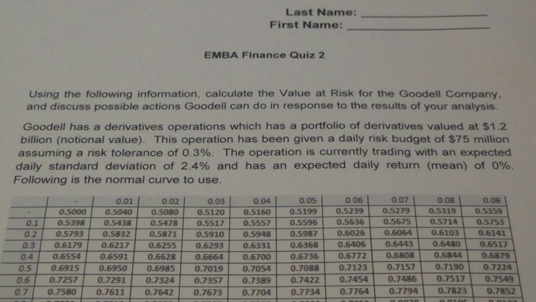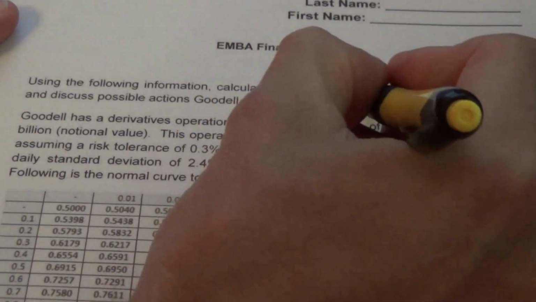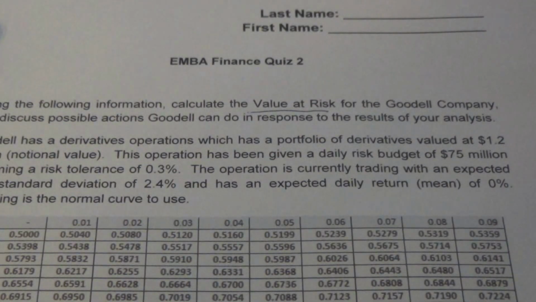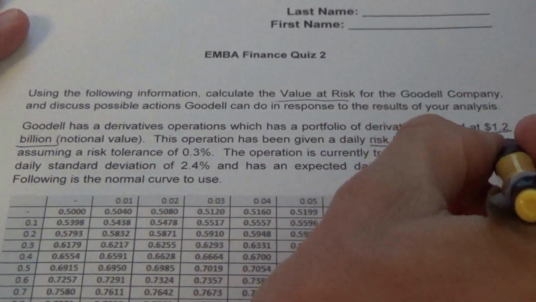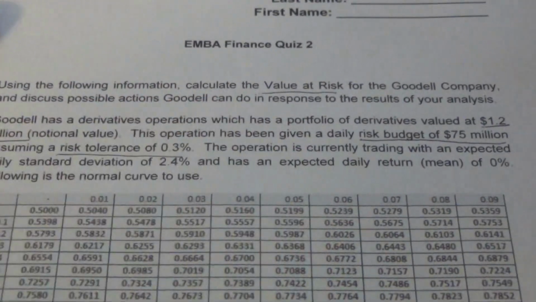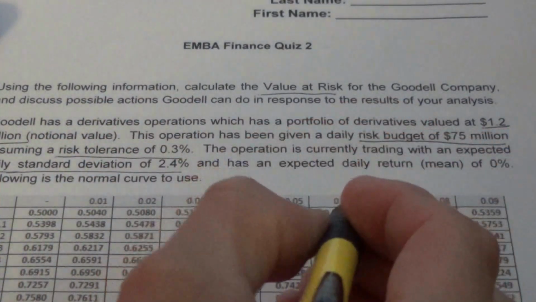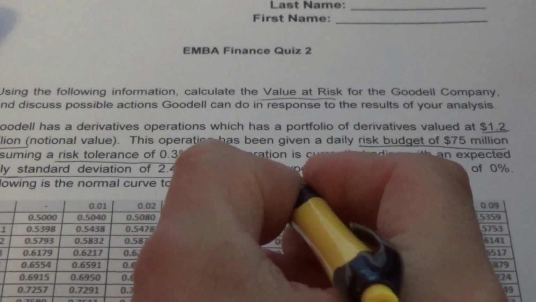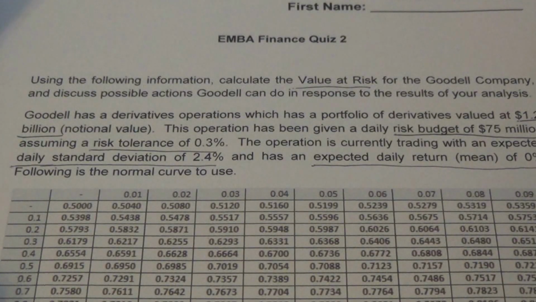In this example, we've got this company that we need to calculate the value at risk for. The information we have is the portfolio we're looking at is $1.2 billion. It has a risk budget of $75 million. They have a risk tolerance of 0.3%, and the portfolio has a daily standard deviation of 2.4%. Pretty common for daily analysis, the expected daily return is close to zero, so we'll just say 0%.